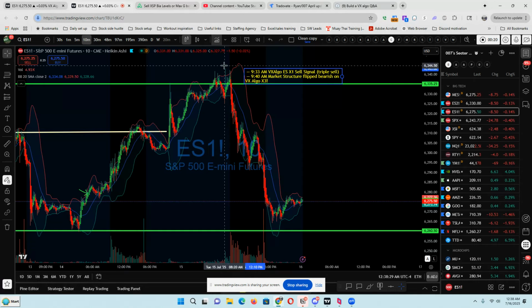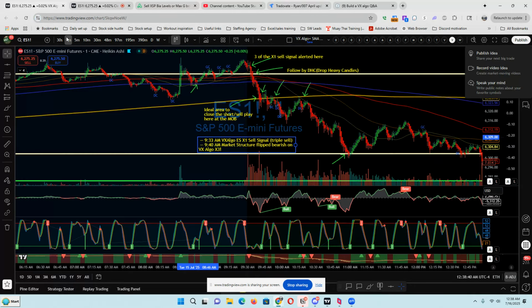So for example, today, this is ES 10-minute time frame. We have 9:33 a.m. sell signal and 9:40 market structure for the bearish signal. So we'll take this into a 1 minute time frame.